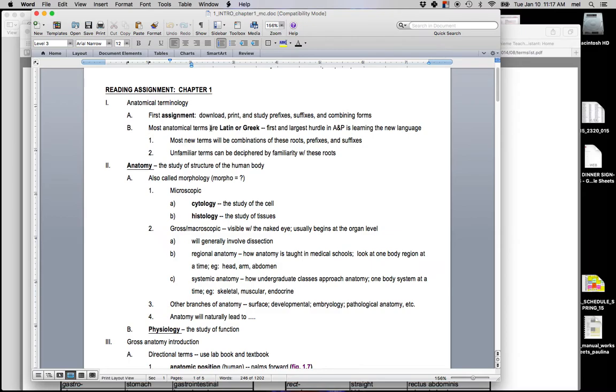In Texas, they teach A and P1 and A and P2 together. And so you learn, for instance, about the anatomy of the skeletal system and the physiology of the skeletal system all at the same time. And when I left there, I thought that this was the wrong way to do it. And now I think this is the right way to do it.